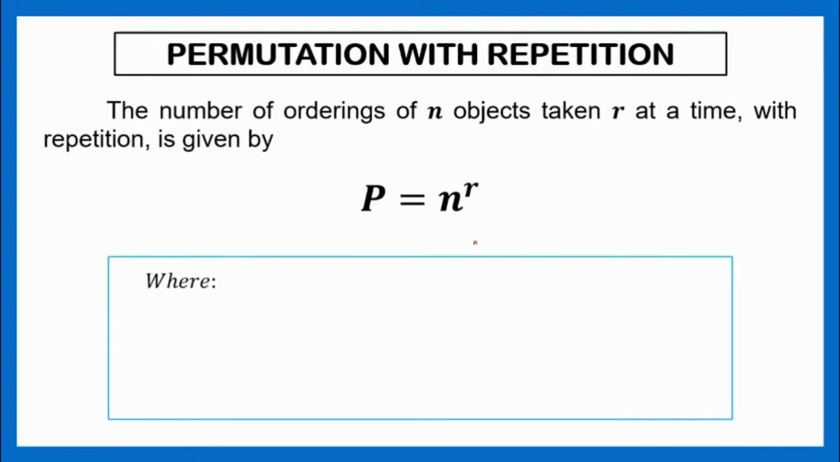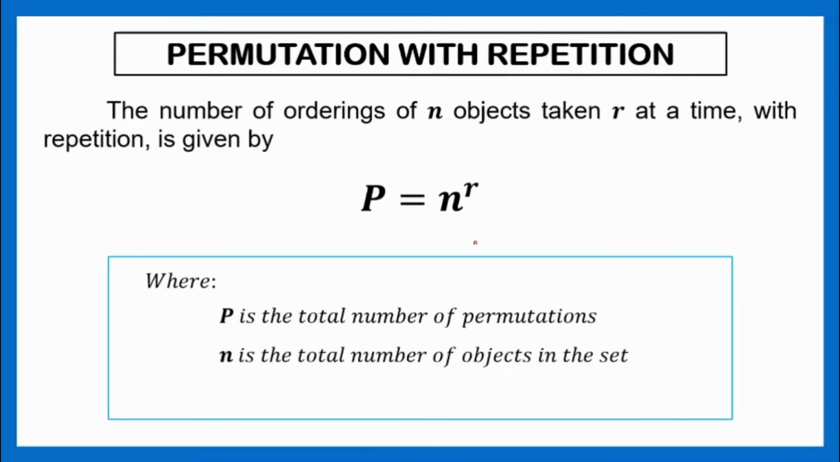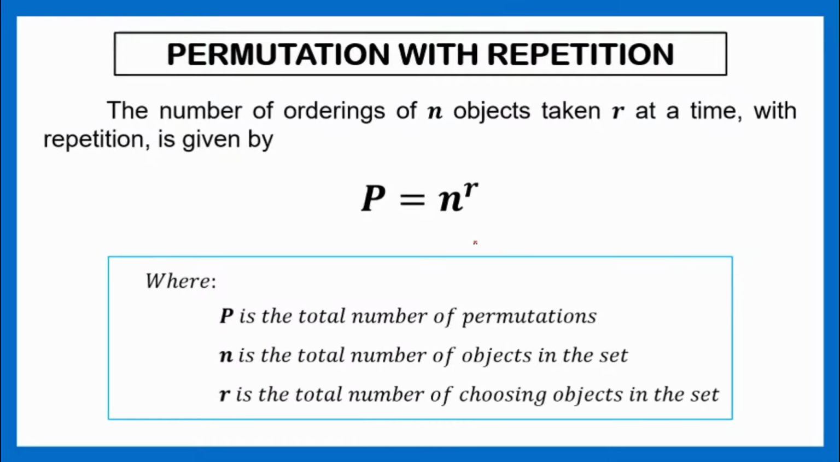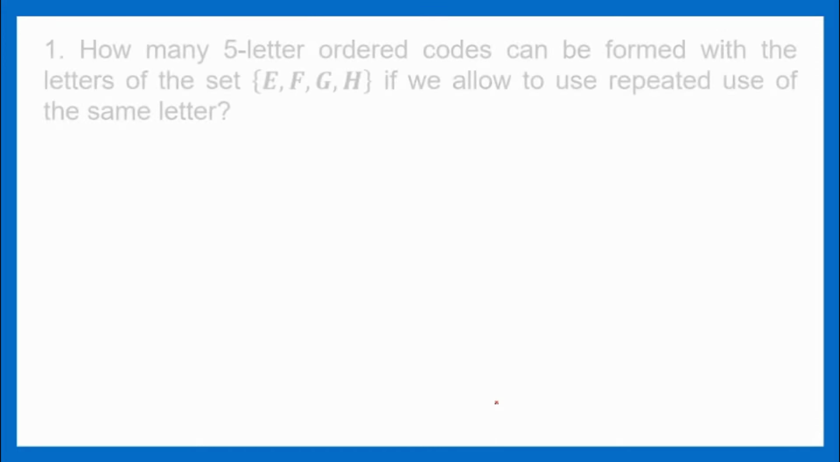Same pa din, wherein ang P is the permutation, total number of permutations. Ang letter N is the total number of objects in the set. And letter R is the total number of choosing objects in the set. Ganun naman to lagi, yung P, N, and R. Alright, so let's apply this in the word problems.